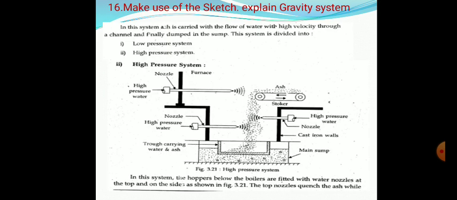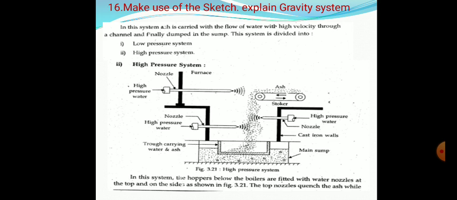Next question, make use of the sketch, explain gravity system. In this system, ash is carried with the flow of water with high velocity through a channel and finally dumped in the sump. This system is divided into low pressure system, high pressure system. So already you have studied the first one, that is low pressure system. So now we will go to the second one, that is high pressure system, as shown in the figure.